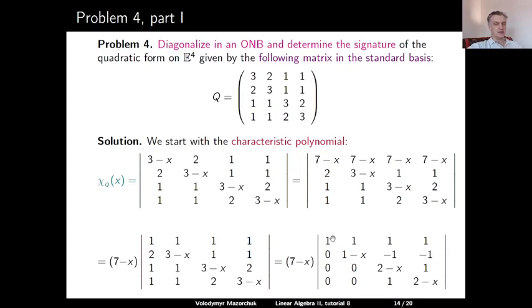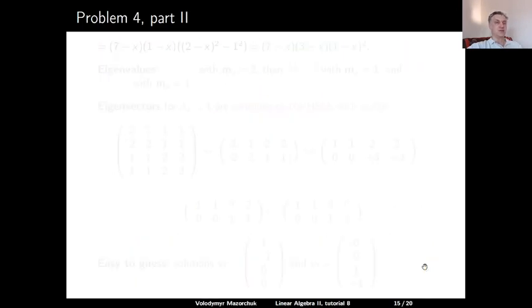And now we see that this is a block diagonal matrix with a 1 times 1 block here, a 1 times 1 block here, and a 2 times 2 block here. So the determinant is the product of 1, 1 minus x, and this 2 times 2 determinant, which is 2 minus x squared minus 1. So we get the expression 7 minus x times 1 minus x times 2 minus x squared minus 1. And this is 2 minus x minus 1 times 2 minus x plus 1. So altogether, we get 7 minus x times 3 minus x times 1 minus x squared.